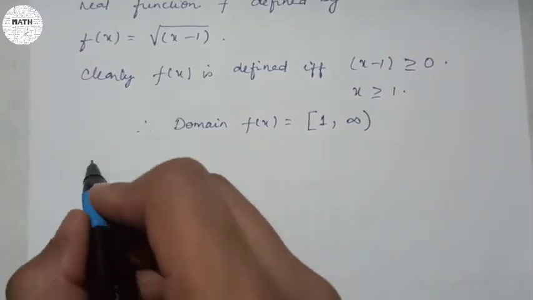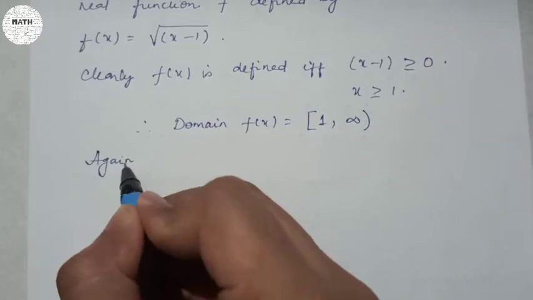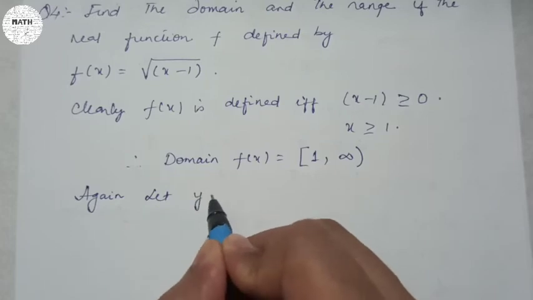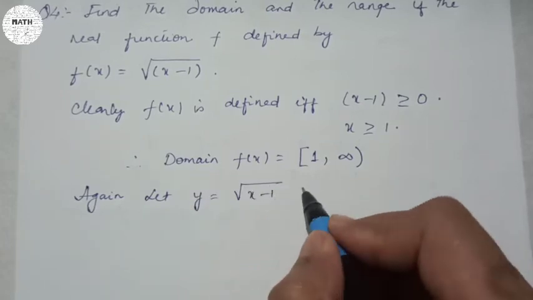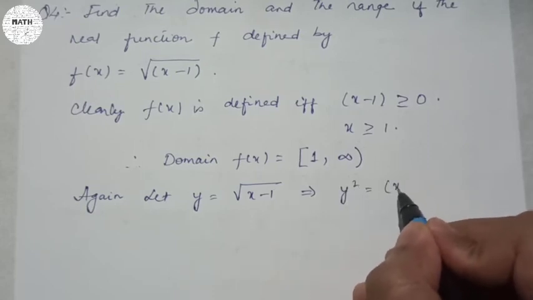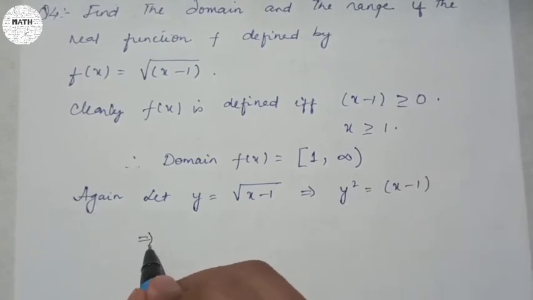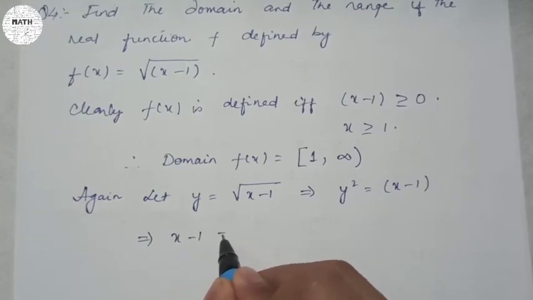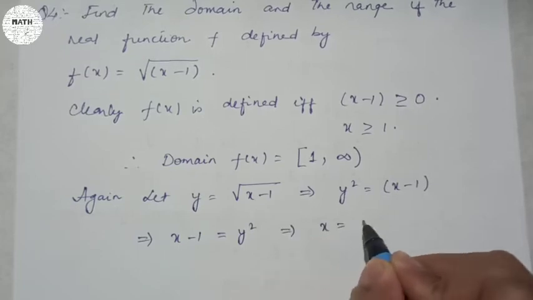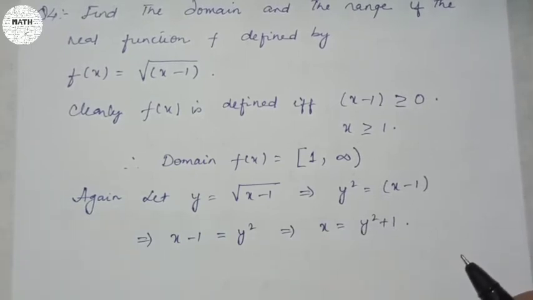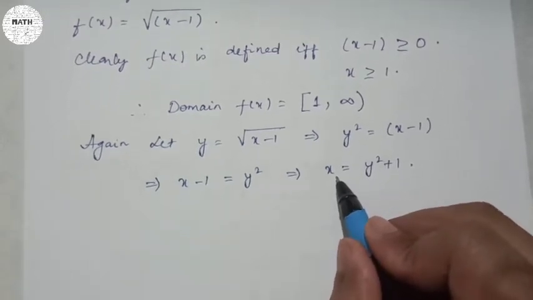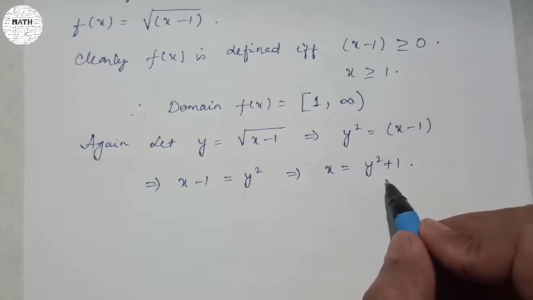Alright, so again, now let us try to find the range. Range means that's the y. So again, let y is equal to root over of x minus 1. So if I square on both sides, it will be y squared is equal to x minus 1. So I can say that your x minus 1 is equal to your y squared. So which would be x is equal to y squared plus 1. So no matter what I take the value of y, I'll get the answer of x to be in what? A real valued function or not.